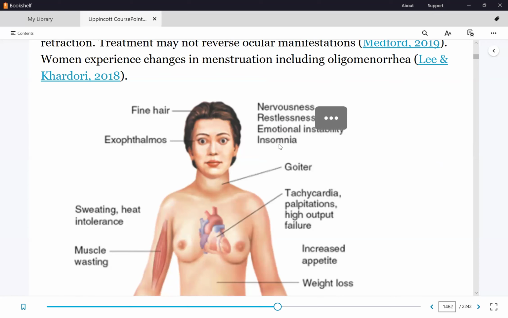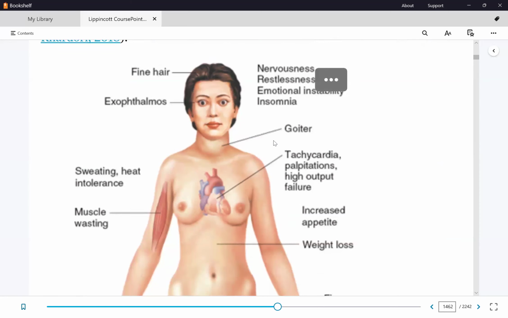Like this, they're always active, they're always hot, regardless of the weather. They're undressed, they're wearing tank tops in the middle of winter. Okay, they could be in the blizzard wearing a t-shirt, right? That's how heat intolerant these patients are. They'll be sweating all the time. Now, how does that feel?